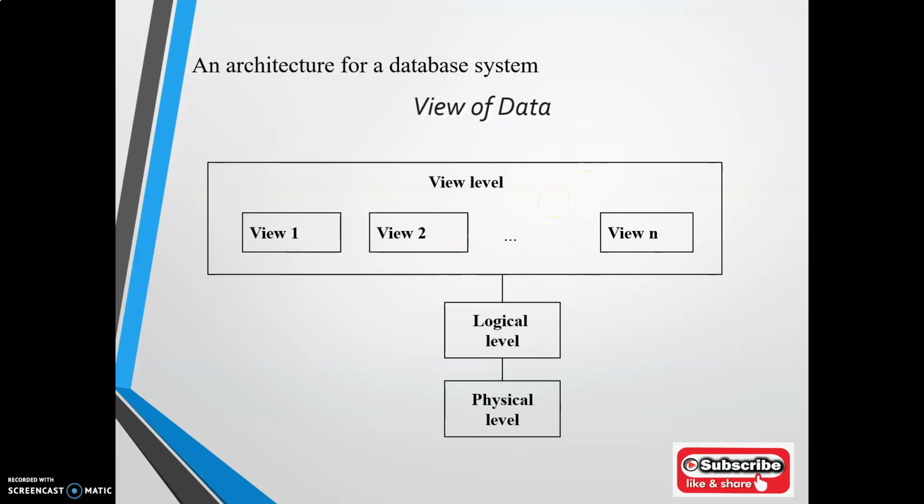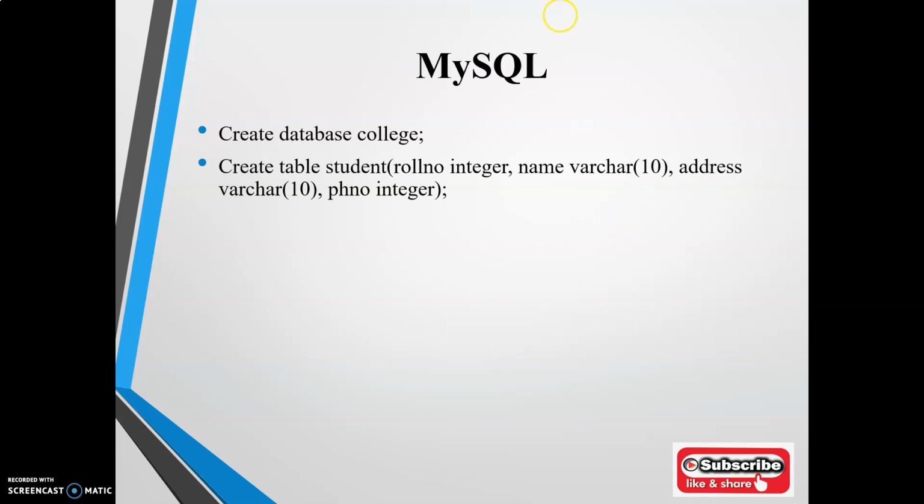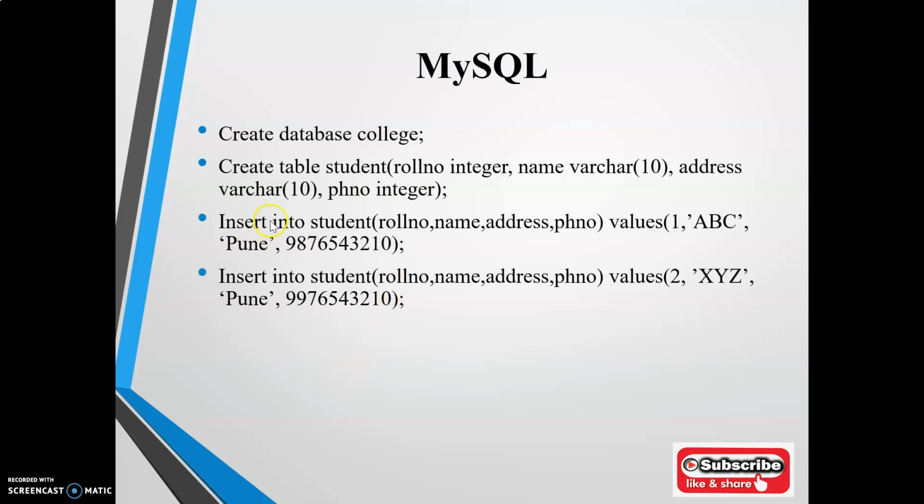I will explain these three levels with the example of a MySQL database. If we want to create a college database, create database college is the command used to create it. Once we have created the college database, we can create the student table with roll number, name, address and phone number with their data types. Whenever we create the table, we can see what type of data is stored in the database. After that we have the insert command, which inserts the records into the student table.